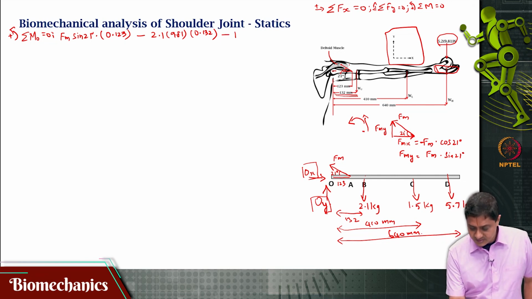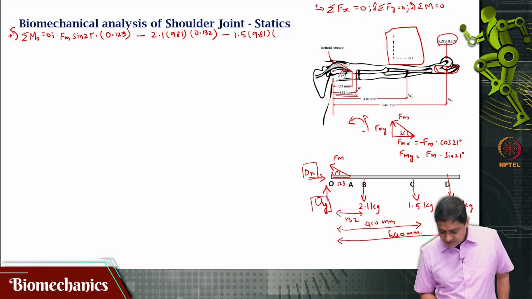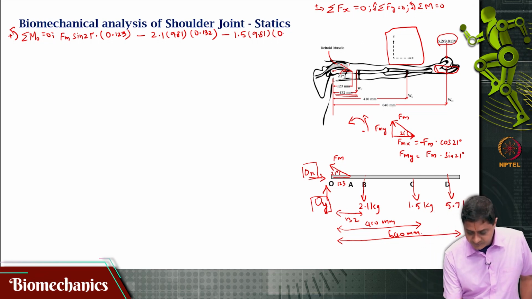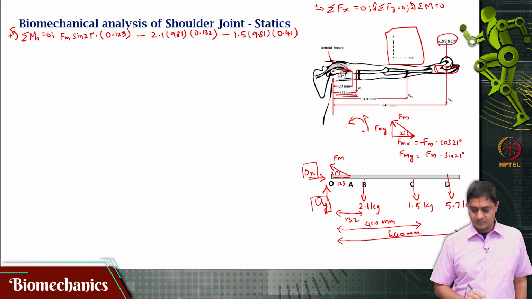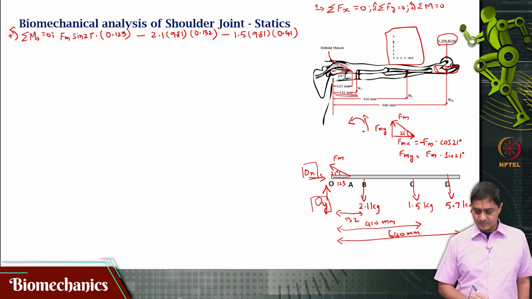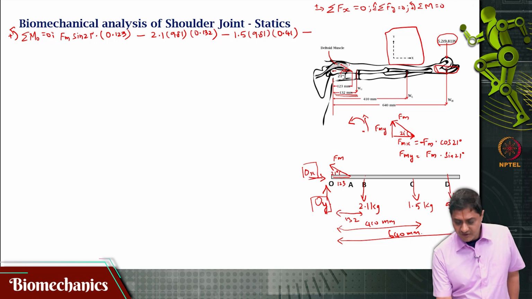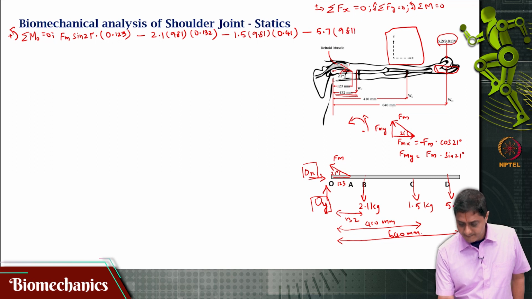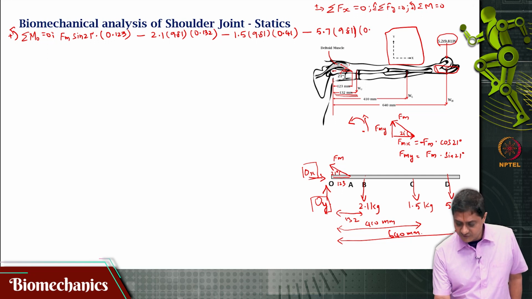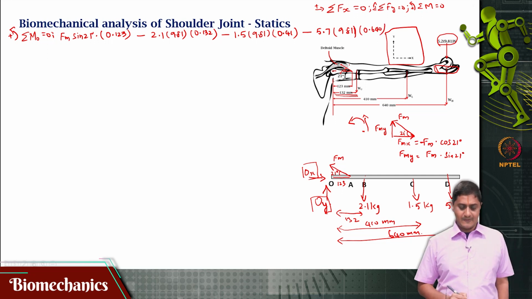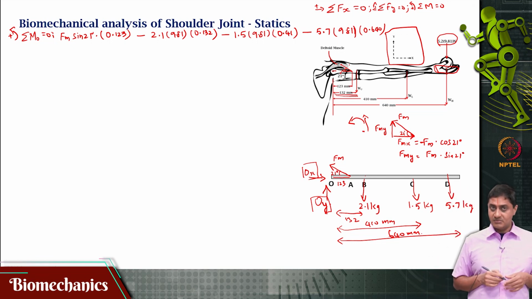Again minus 1.5 times 9.81 times, what is this distance? 0.41. Okay. Minus 5.7 into 9.81 times 0.640. This is the entire equation, but we are not done yet.